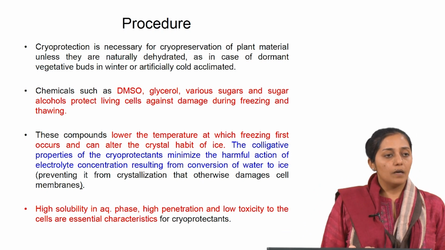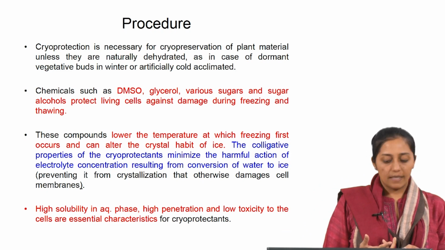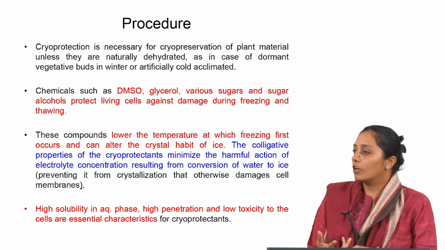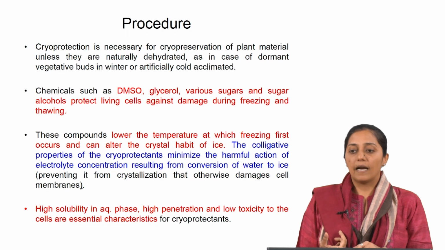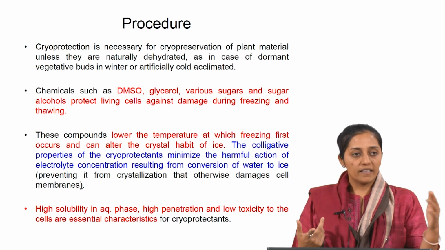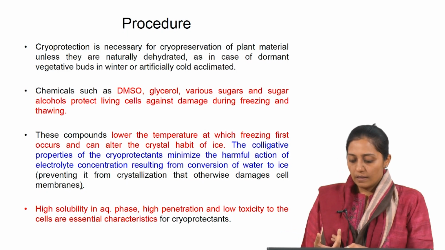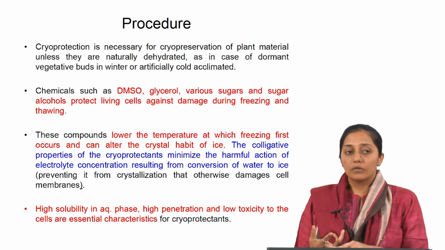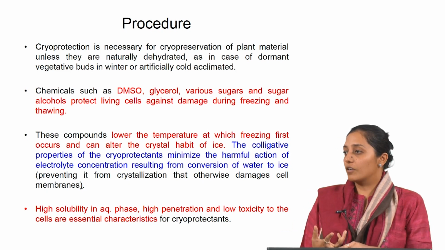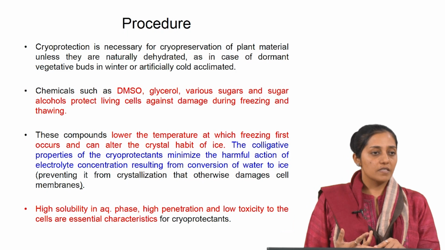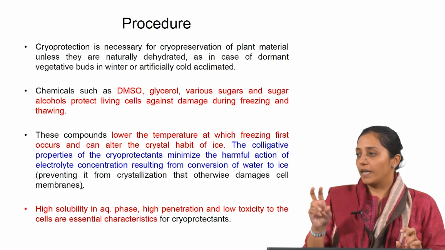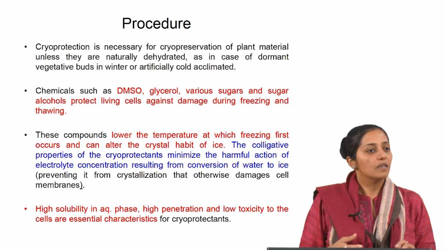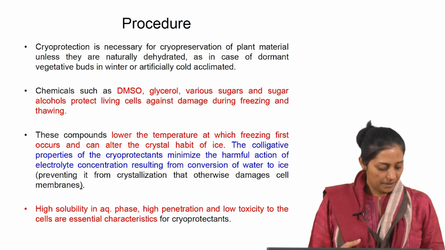So what all properties of cryoprotectants are essential? They should have high solubility in the aqueous phase, and they should be highly penetrating so that they can reach inside the cell. Then they should be low in toxicity, not very toxic to the cell. So the toxicity has to be taken into account, which means the amount of cryoprotectant you are using, the concentration, matters and has to be optimized.